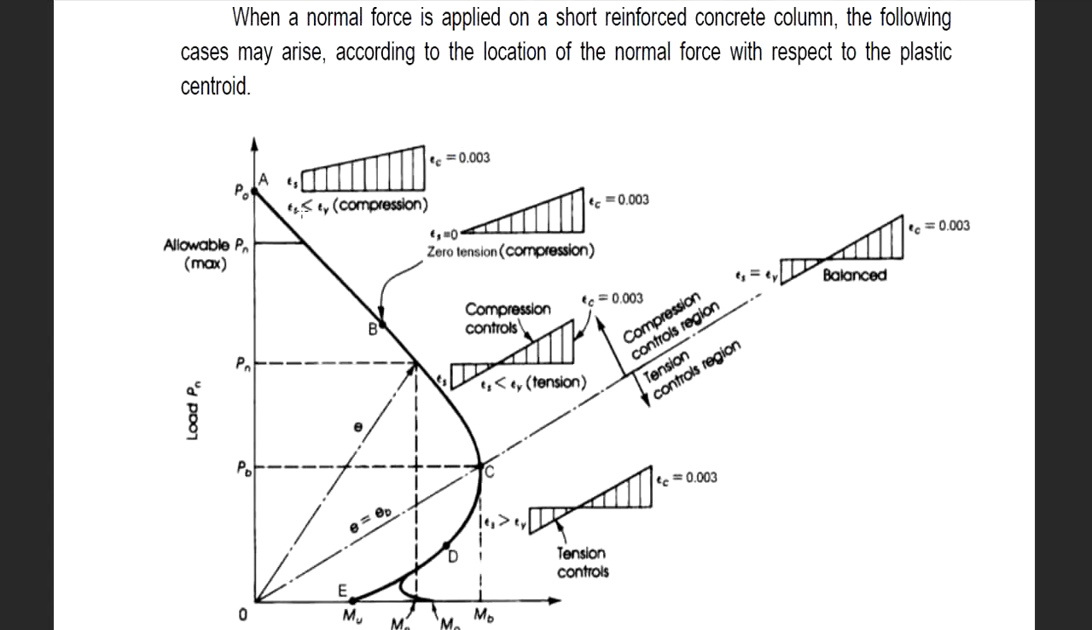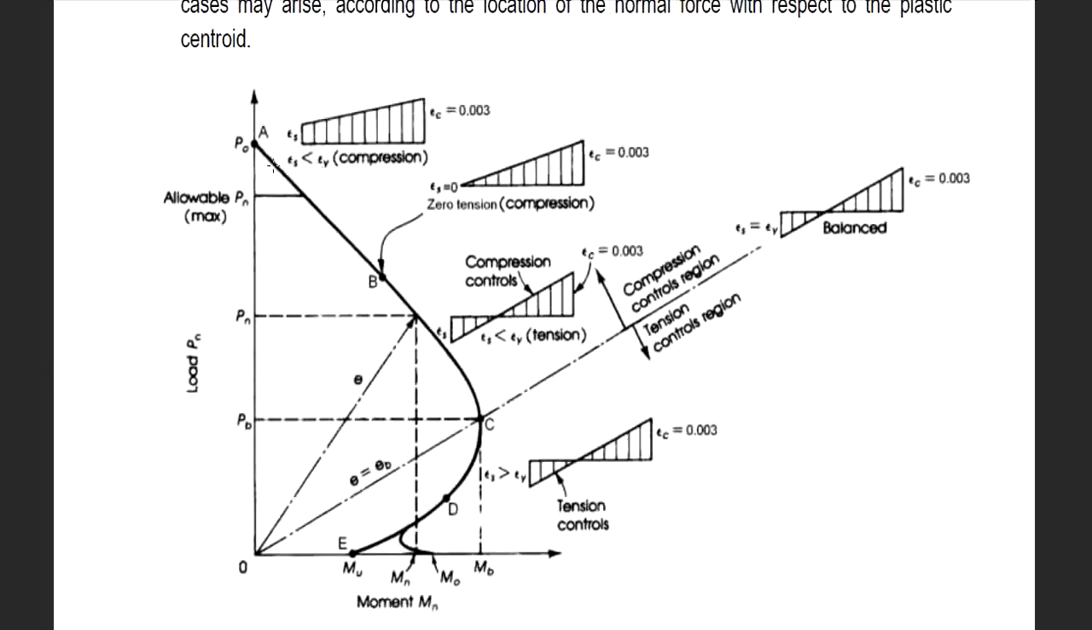Means the allowable stresses in the concrete should be within the limits, that is 0.003 maximum allowable strain. So whatever stresses we are going to induce are within this particular limit, or else we can say that if we compare the stresses in steel and stresses in concrete, the stresses in steel are very much less than the stresses in concrete. That is why the column is going to fail by crushing.